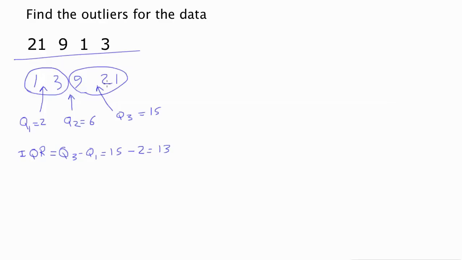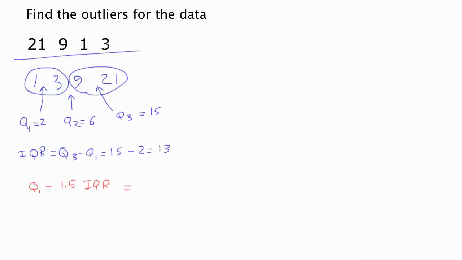So the question is, is 21 an extremely high value? Is it considered an outlier? Is 1 too small? Is it considered an outlier? That's the question. To do that, we need to calculate some measures, the upper fence and the lower fence. So let's do that. The lower fence is simply Q1 minus 1.5 IQR.